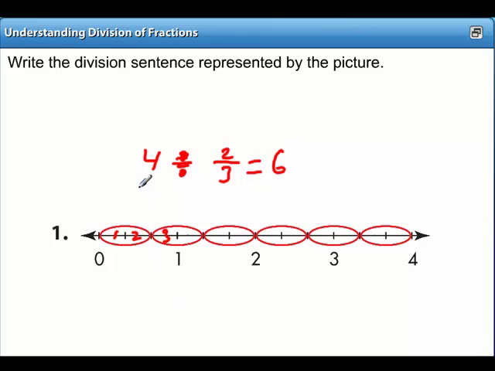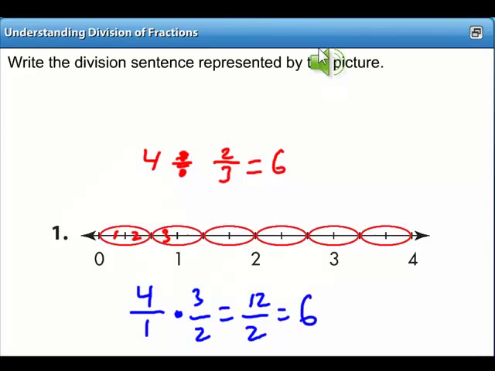Let's try that with our algorithm of skip, flip, and multiply. We'll rewrite 4 as a fraction. 4 divided by 1 equals 4. We're going to multiply by the multiplicative inverse of 2/3. We're going to make that 3/2. 4 times 3 equals 12. 1 times 2 equals 2. And 12 divided by 2 equals 6.